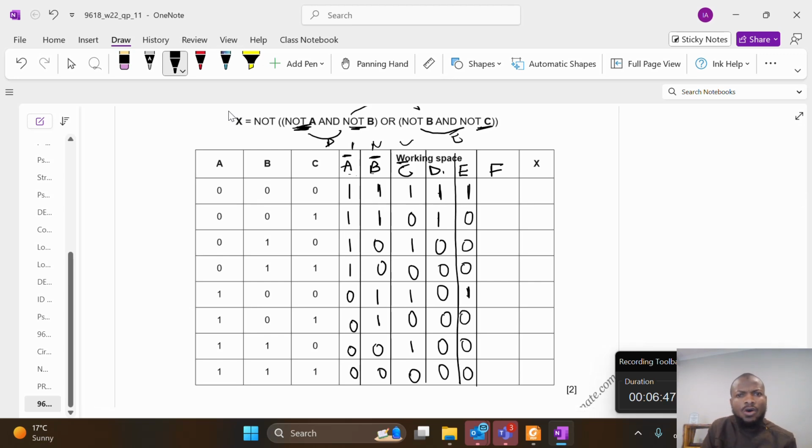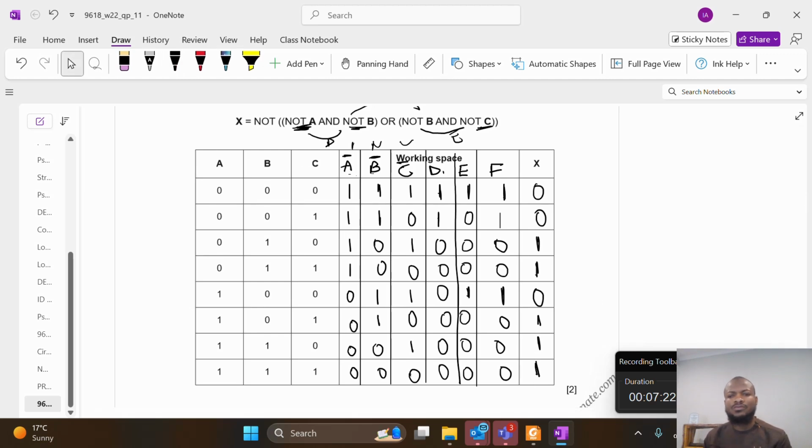And the next thing is the OR gate. The F is D or E, isn't it? So 1 or 1, 1, 1 or 0, 1, then 0 or 0, 0, 0 or 0, 0, 0 or 1, 1, and this is 0, 0, 0. Then the final output will be not F, that is not of the final thing, right? So this will be not 1, 0, 0, 1, 1, 0, 1, 1, 1, which is 2 marks. I hope this is well understood.